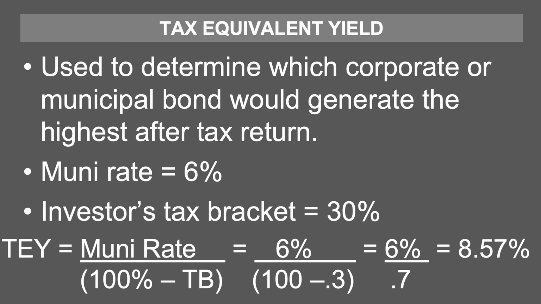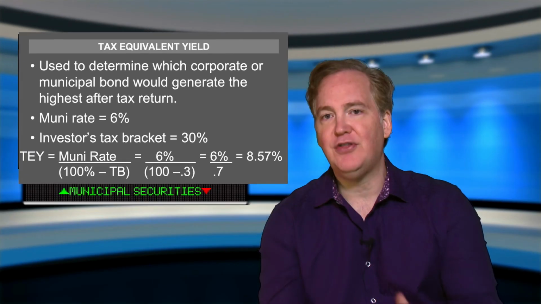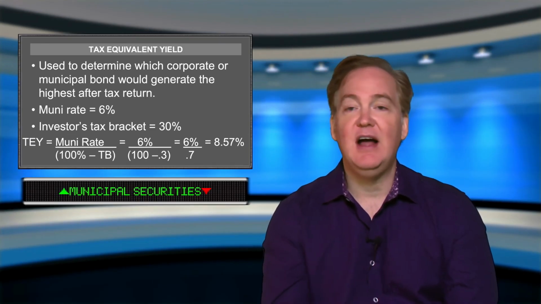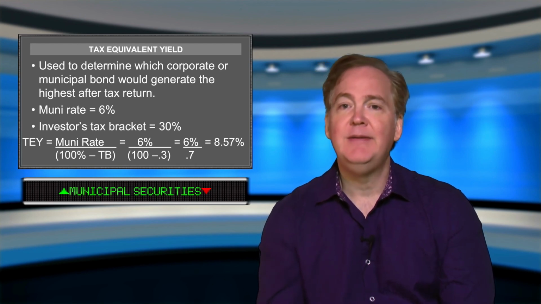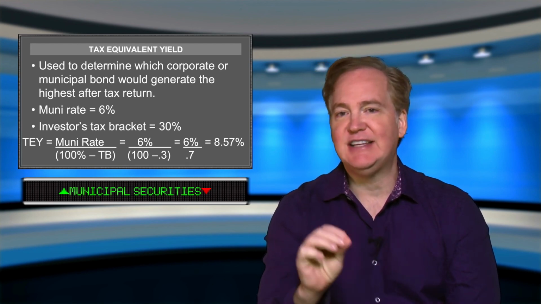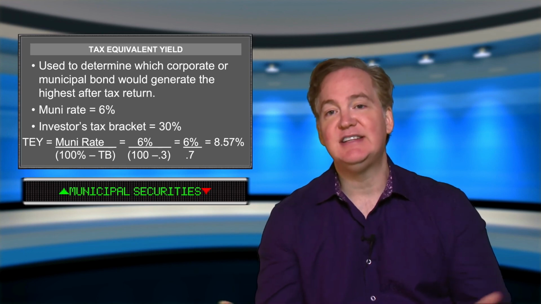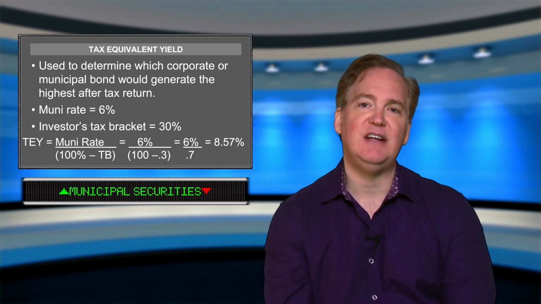So they could give you a scenario, and here on the screen we have a muni bond with a 6% rate, and they give you the investor's tax bracket and they're in the 30% rate. Where would the investor have to be on a corporate bond in order to be at the same place as the muni after taxes? This is the concept of tax equivalent yield.